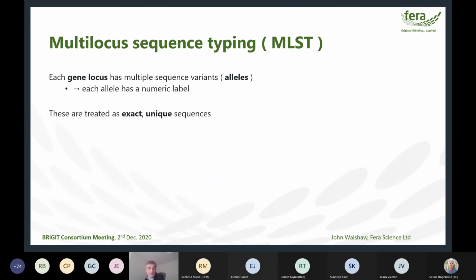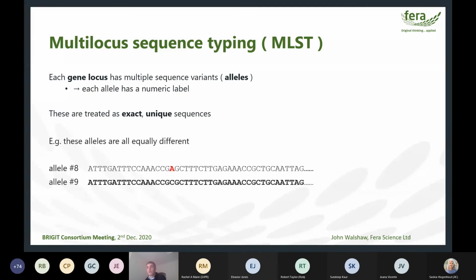And at each of the gene loci, you have one of a number of variants, which we refer to as alleles, and each of those simply has a label. And the way that they're treated is, of course, very simple. They're treated as exact sequences. So to identify one of these alleles, you have to have a perfect match. So 2 alleles which differ by only 1 base pair are treated as different, and that's treated as equally different as if there were many more base pair differences. So it's very conservative and simple treatment.